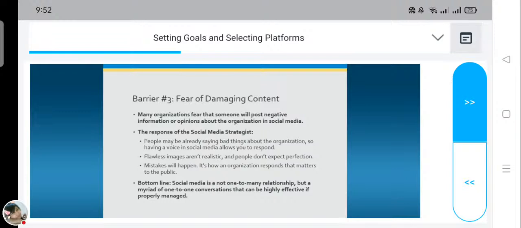The third common barrier to adapting to social media is a fear of damaging content. Many organizations are afraid that somebody is going to post negative information or opinions about them in social media, and this is a valid concern. So as a social media strategist, there's a few things you need to get your management to understand. First of all, whether or not you participate in social media, people are already going to say what they're going to say. The people, the audience, are already on social media. And so what you need to do is ensure that you have a voice on social media as well that can respond to their concerns.